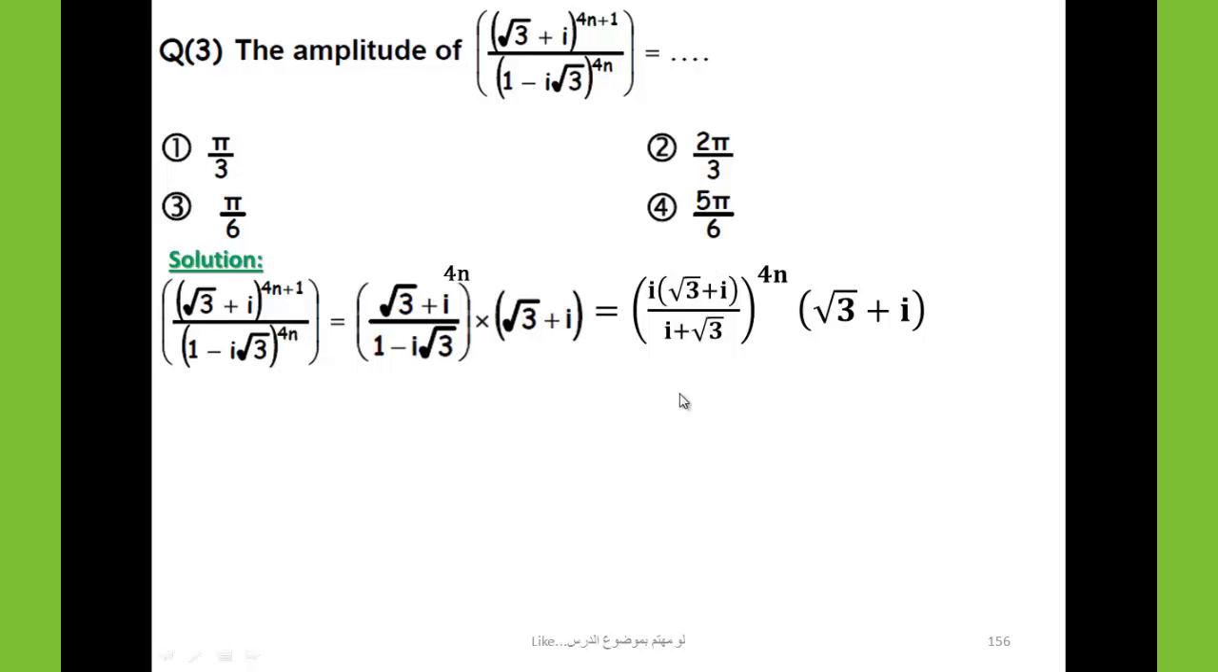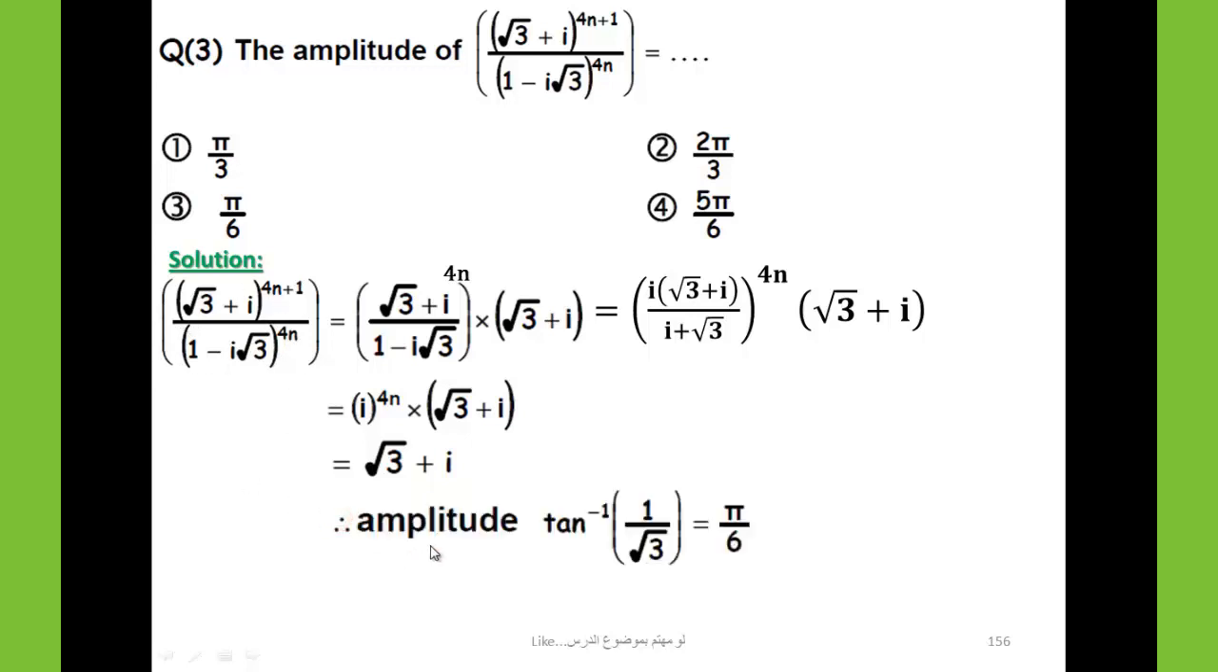And by simplifying, we have here i power 4n. And don't forget to write root 3 plus i. So the result equals i power 4n multiplied by root 3 plus i. I power 4 equals 1, also i power 4n equals 1. So the result equals root 3 plus i. This is the simplest form of the given fraction.